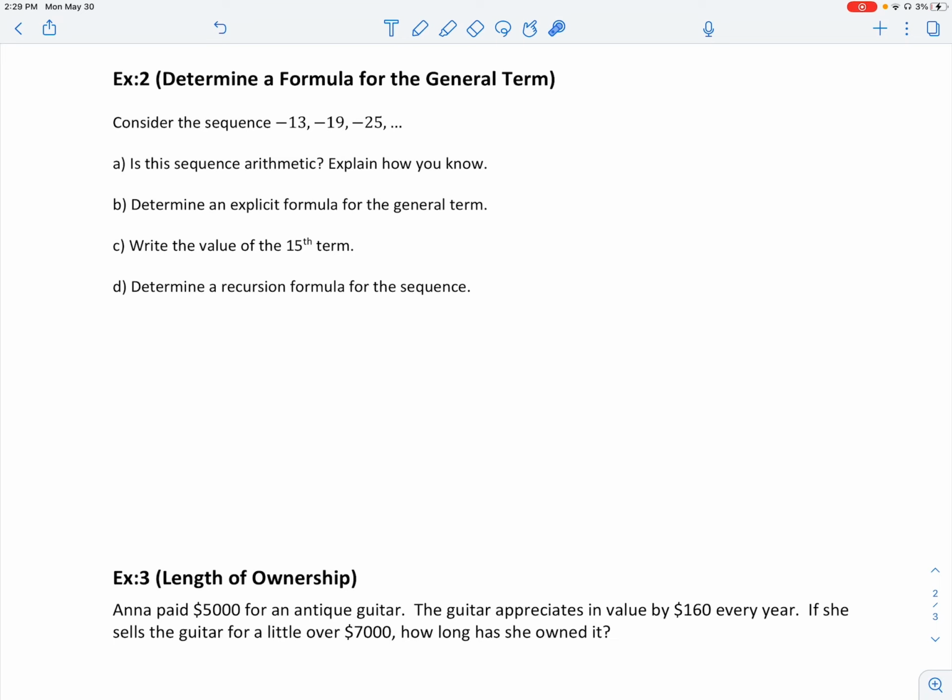Okay, so it says consider the sequence -13, -19, -25. Is this sequence arithmetic? Explain how you would know. Okay, so is this arithmetic? So does it look like it goes up by a common difference? So meaning is there some value of d that's being added each time to get the next term?